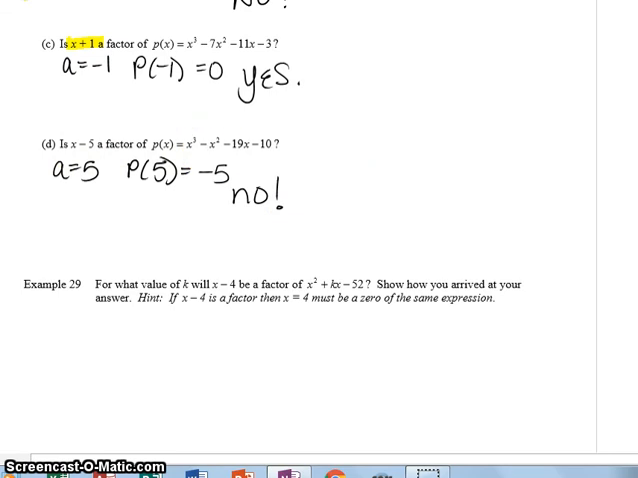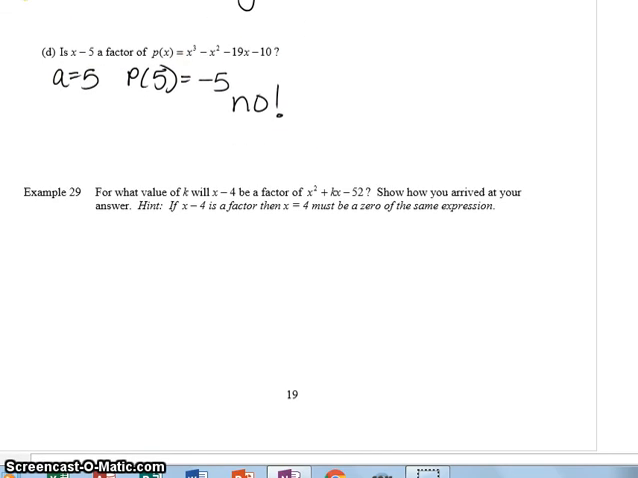All right, last one here, example 29. For what values of k will x minus 4 be a factor? Okay, so remember, if it's x minus 4, then you know that x is equal to positive 4. Think roots. So now we're going to set it equal to 0 and solve.